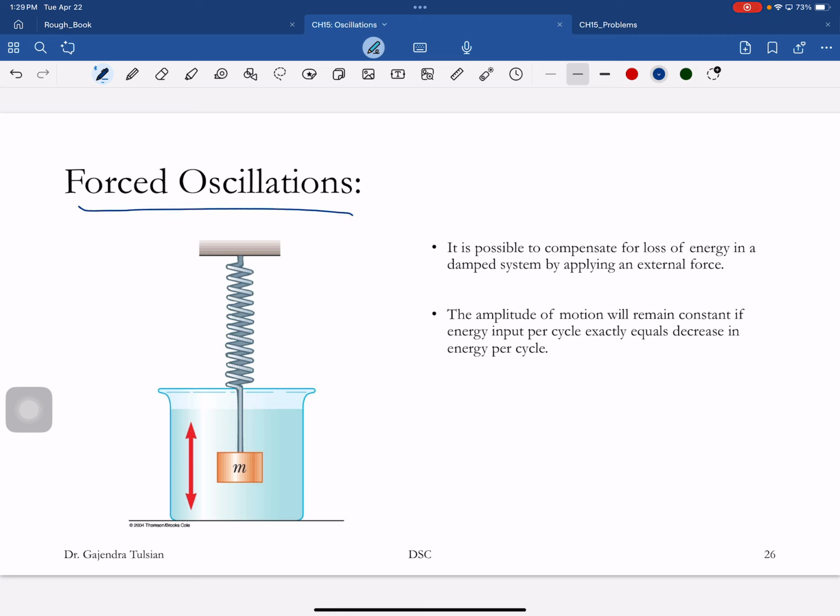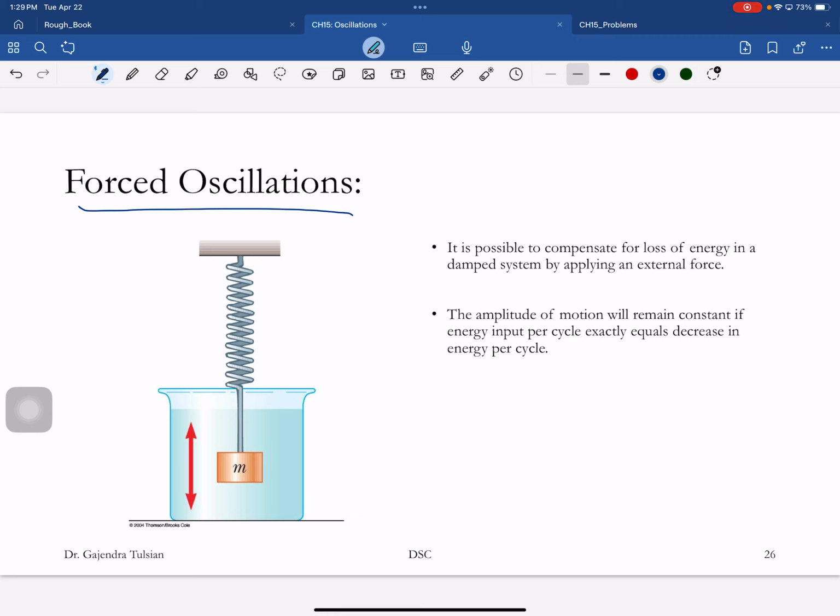Now we'll talk about forced oscillation. Again, I know this is a long chapter, but it's very important, and you need to make sure you go home and review it again. And I don't want to stop in the middle here. I have a few more slides.